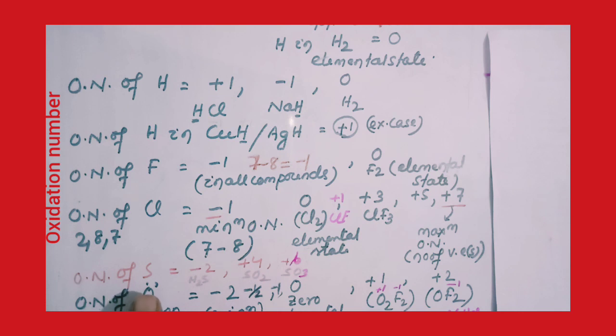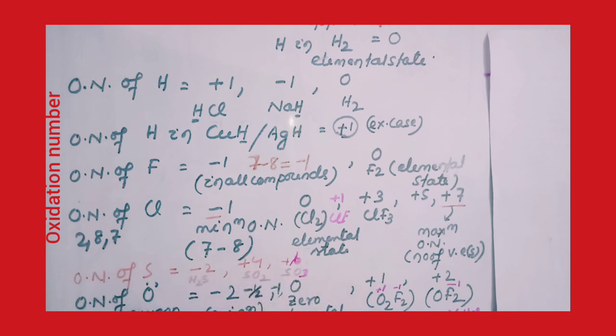For sulfur, the oxidation states are minus 2, plus 4, plus 6. Minus 2 can be calculated by subtracting 8 from 6. 6 minus 8 is equal to minus 2. As it has 6 valence electrons in its outermost shell, its maximum oxidation number is also plus 6.